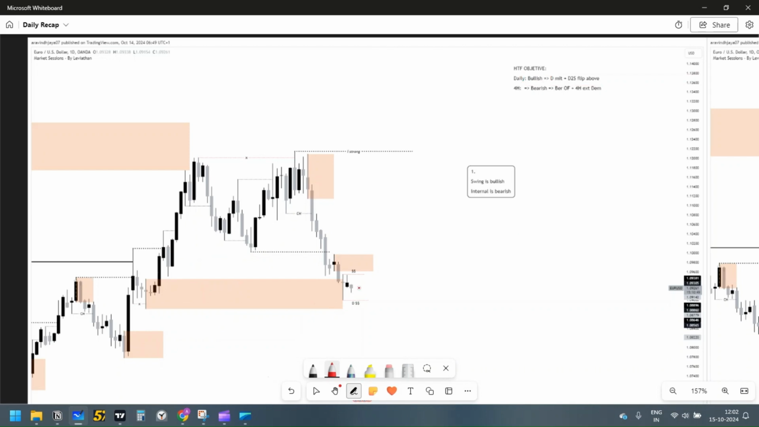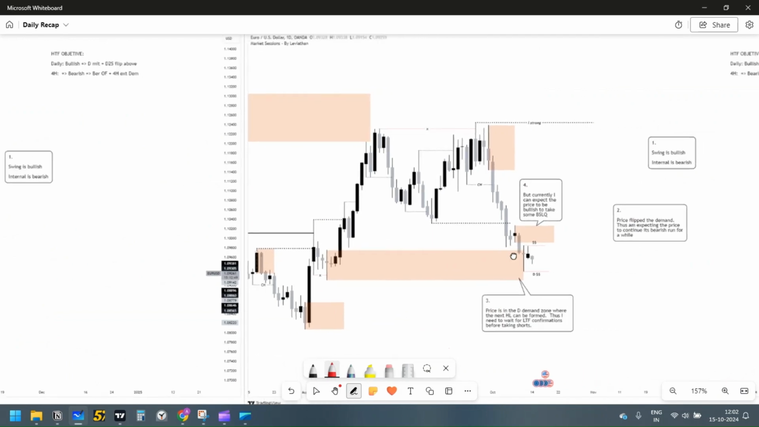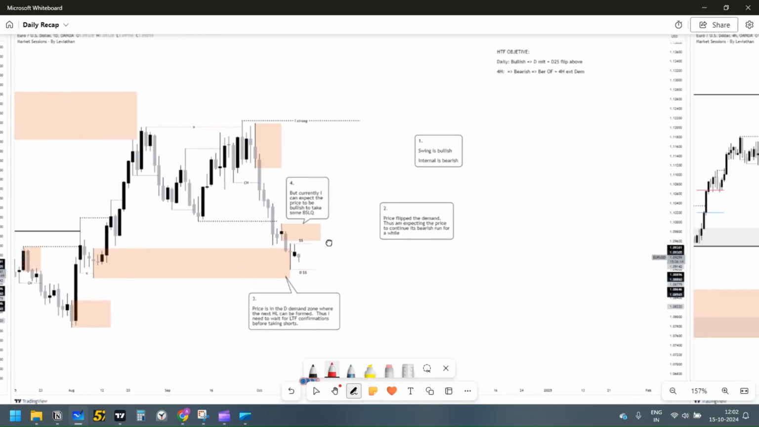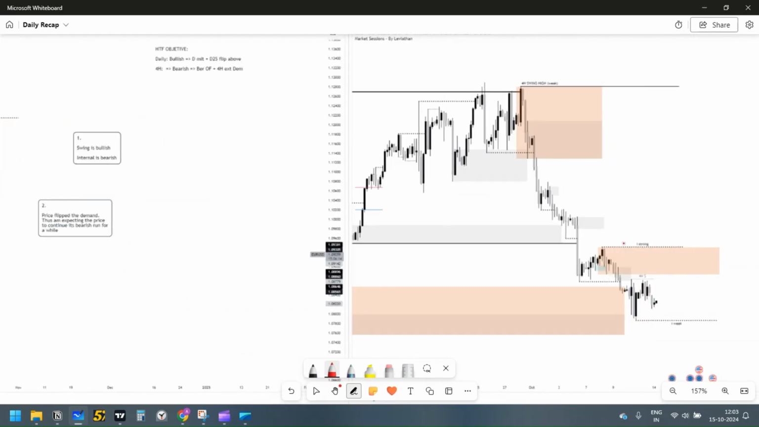So moving on, this is the zoomed in version with some annotations. Price is in the daily demand zone where the next higher low can be formed. Thus, I need to wait for the lower time frame confirmations before taking shorts, obviously. But currently, I can expect the price to be bullish to take some buy side liquidity. That's what I just explained.